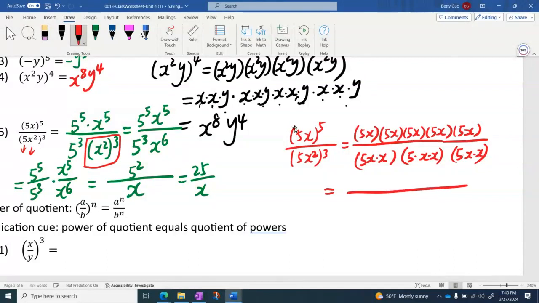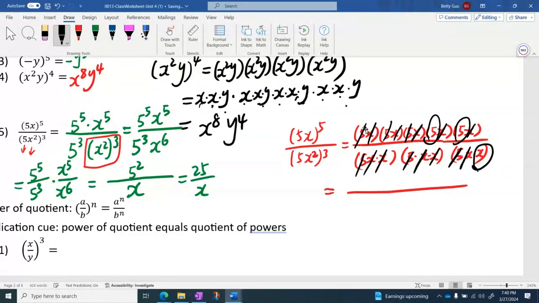And now you can cancel whatever you can. You can cancel this 5 with this 5, this 5 with this 5, and this 5 with this 5. And you can cancel this x with this x, this x with this x, and so on. Then you look at the numerator. Everything is cancelled except this 5 and this 5. And in the denominator, everything is cancelled except the last x. So 5 times 5 is 25. The denominator is x.